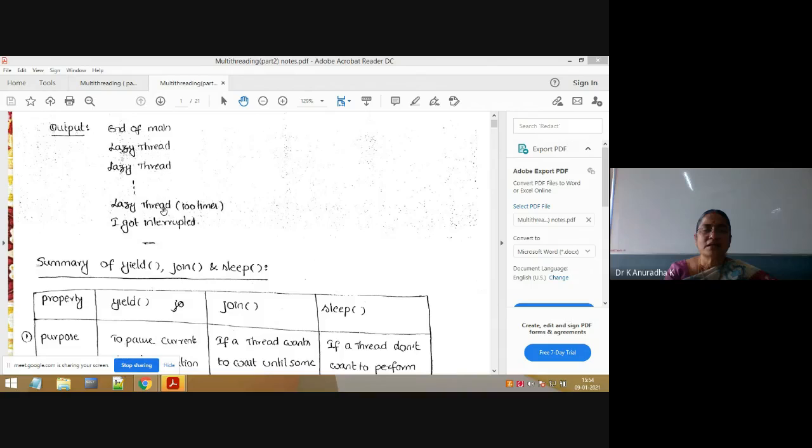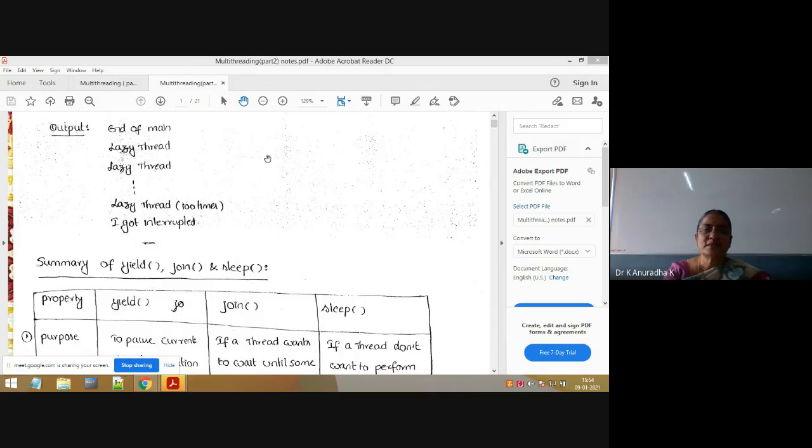So when it got interrupted, from that try block it will go to the corresponding matching catch block. That is, the catch block is executed and the output is "I got interrupted". So these are the two programs I have taken to explain the interrupt method. The only difference between the first program and the second program is that in the first program I have written Thread.sleep inside the for loop.